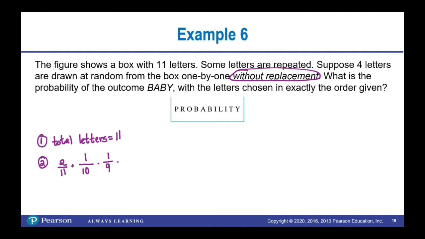And then last, we have Y. There's one Y in the box over 8 letters left. And so our probability would be 1 over 8. Notice again, with a multi-stage experiment, we multiply our probabilities. 2 goes into itself 1 time and into 10 5 times. Multiply your numerators gives us 1. Multiply the denominators gives us 3,960. And so our probability is 1 over 3,960.